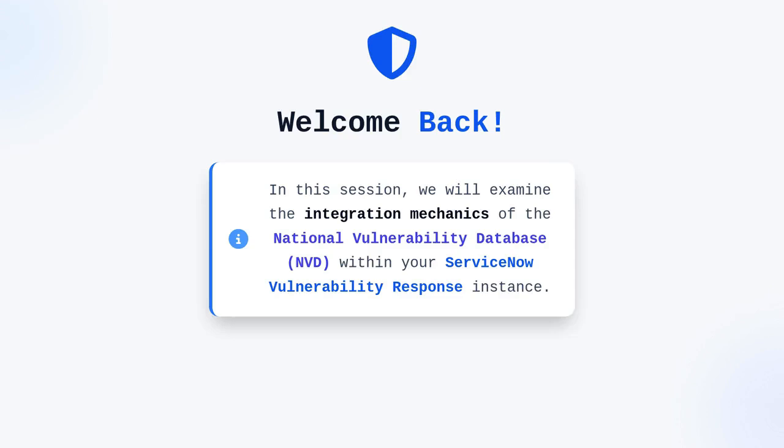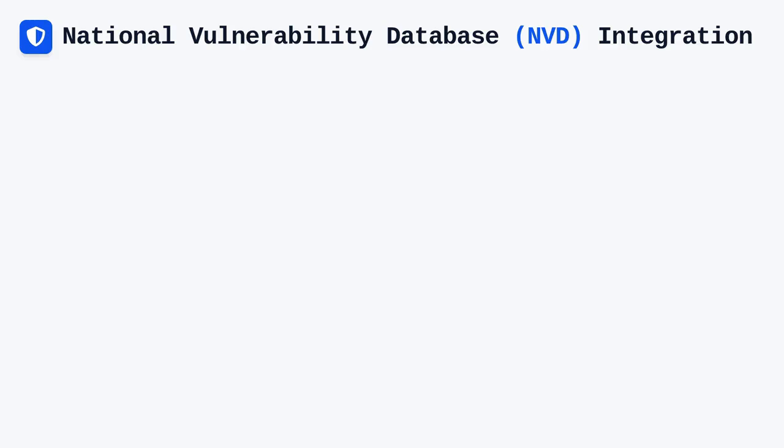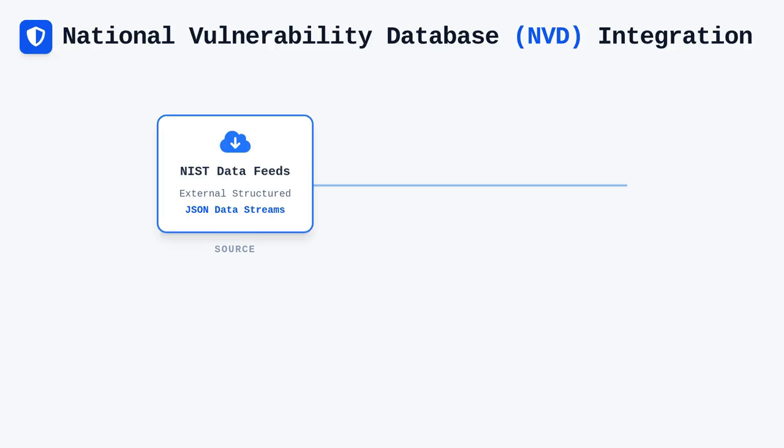Welcome back. In this session, we will examine the integration mechanics of the National Vulnerability Database within your ServiceNow Vulnerability Response instance. The National Vulnerability Database, or NVD, serves as the primary repository of vulnerability management data, and your capability to ingest this information efficiently is foundational to a mature security posture. When we talk about this integration, we are effectively discussing the translation of external structured JSON data streams into actionable local records that your security teams can actually use.